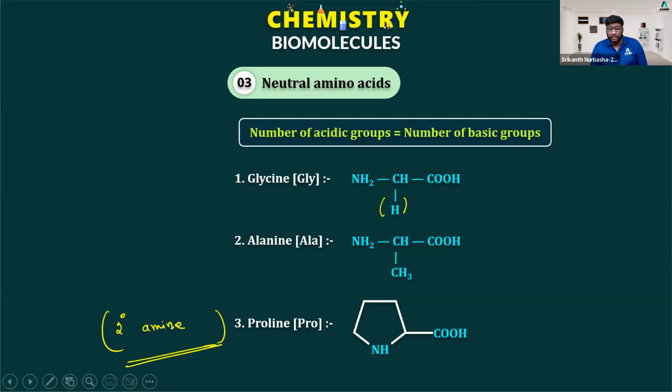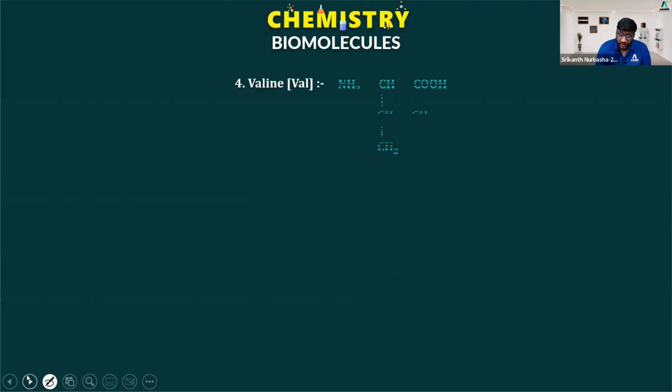In the alpha amino acid proline, we will have a secondary amine, whereas in the others we have primary amines, NH2 groups. With only one NH2 and one COOH, the number of acidic and basic groups is the same. So it is again a neutral amino acid.